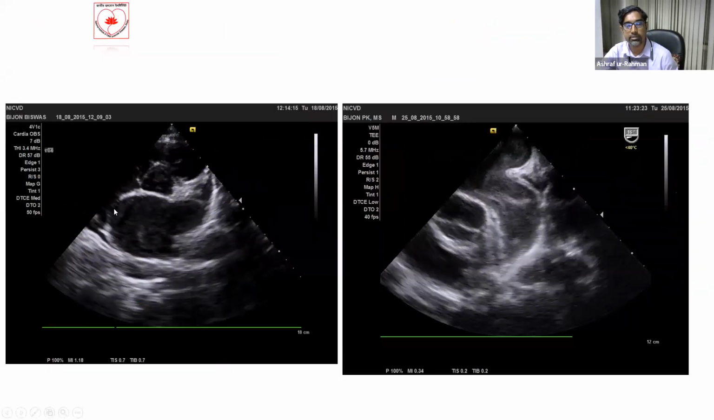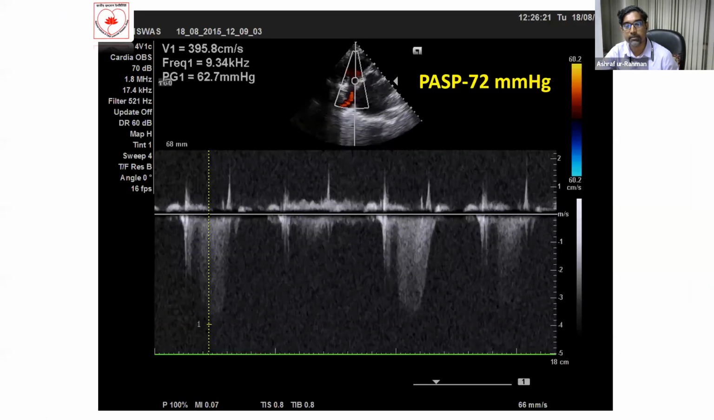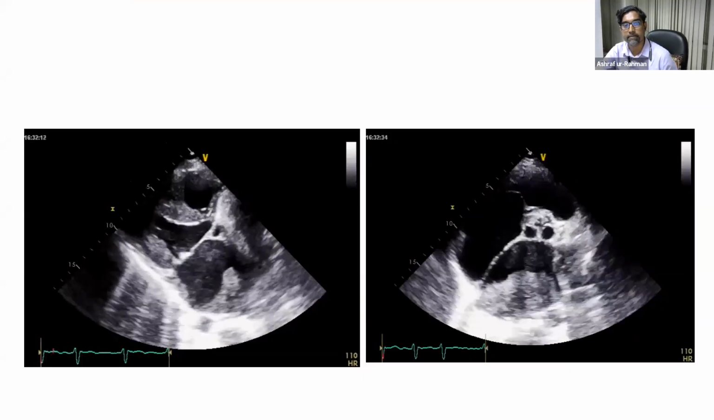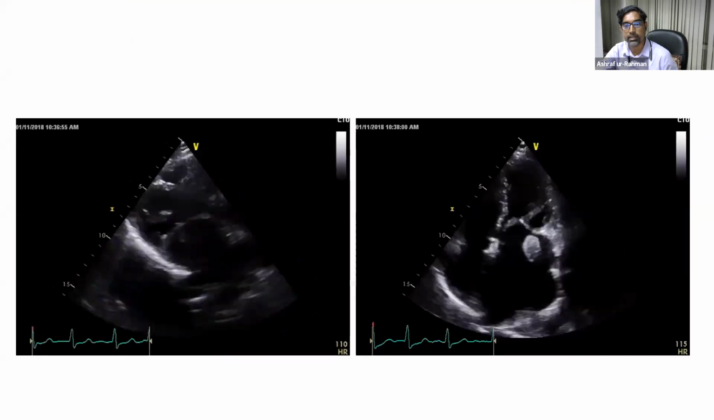This is the transthoracic view showing the LA appendage is free from thrombus, and this is the TEE view showing the LA appendage. There is spontaneous echo contrast, but the LA appendage is free of thrombus. So before the PTMC procedure, we have to proceed with TEE to see the LA appendage, and we have to measure the PASP also by the TR jet.